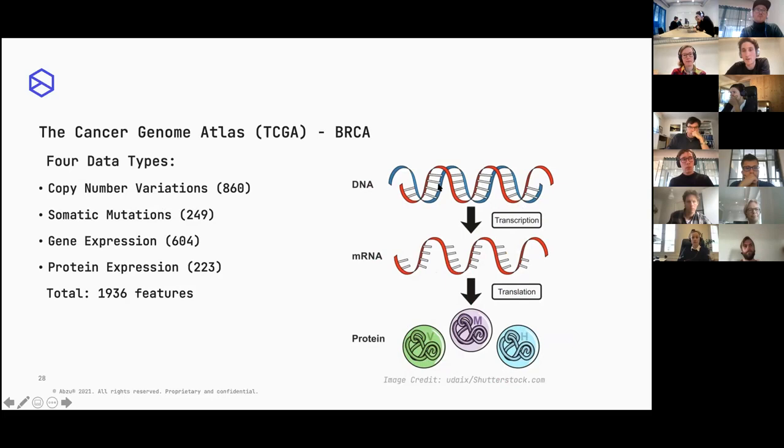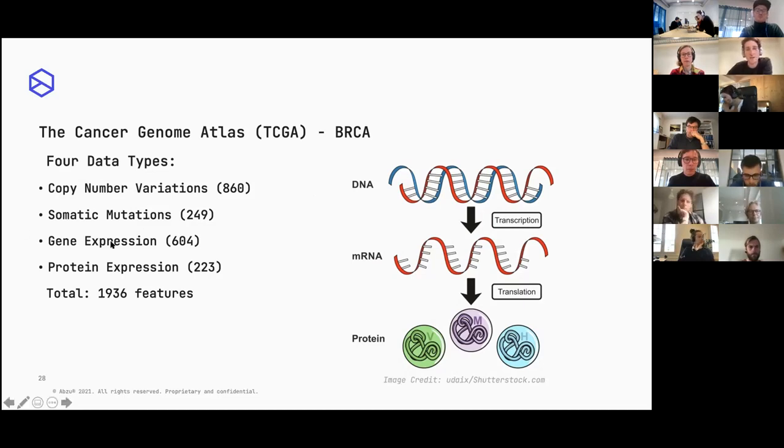So copy number variations are essentially just varying numbers of gene copies in different people's genomes. If you have more gene copies, it's often the case that you have higher expression of that gene, leading to higher protein levels often. And if you have less, it's the opposite. So it's a proxy for gene expression in a sense.